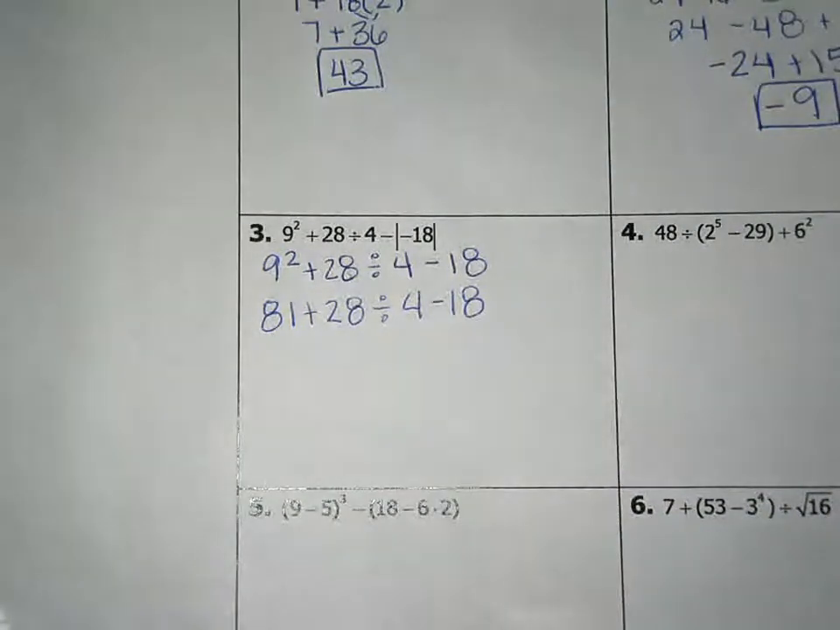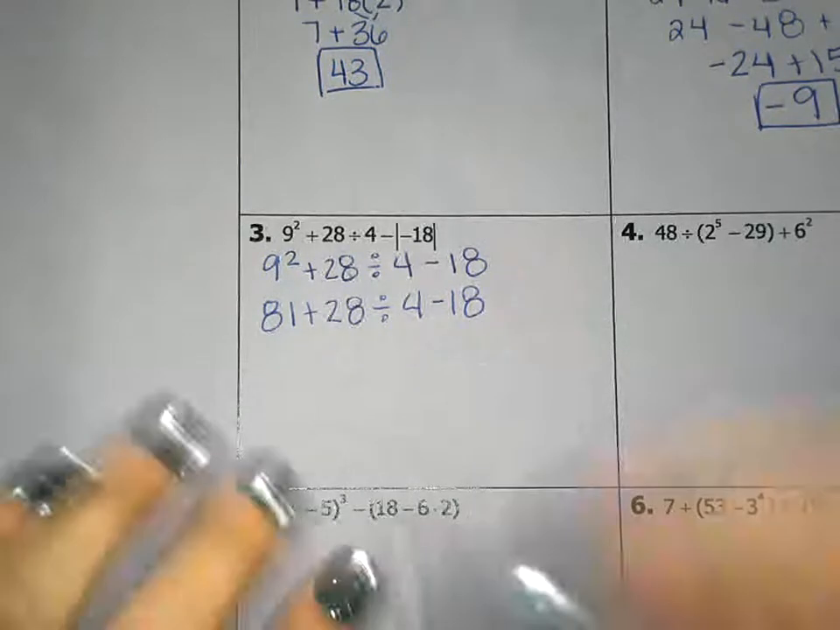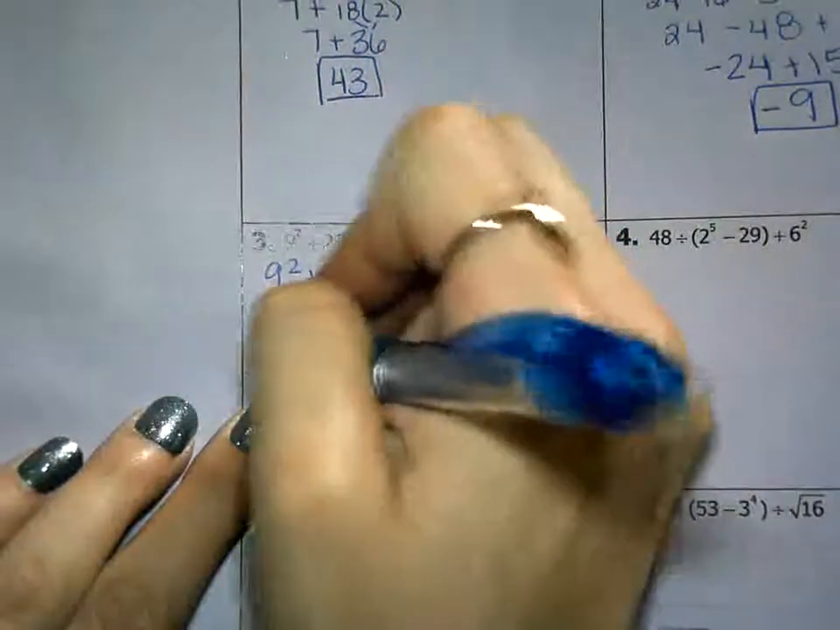Always do line by line, one number at a time, or one operation at a time. Don't skip around. That's where mistakes can get made. What now? Division. 28 divided by 4 is? 7.